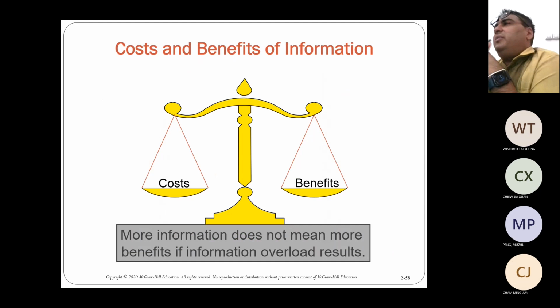Next one, cost versus benefit information. I think you definitely know this, as this was one of the characteristics that you learn in your ACC101. Cost versus benefit. In order to determine whether information is reliable or not, you will have to measure whether cost exceeds the benefit or cost is lesser than benefit. Always remember, when the cost of deriving information is greater than the benefit, the information is useless. But when the benefit is greater than the cost that you paid to derive it, then it is very useful info.